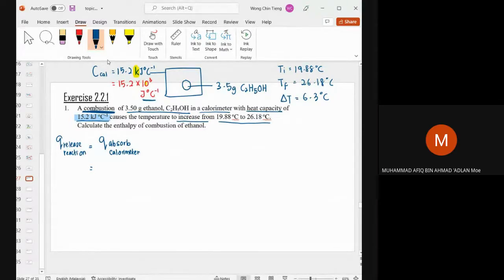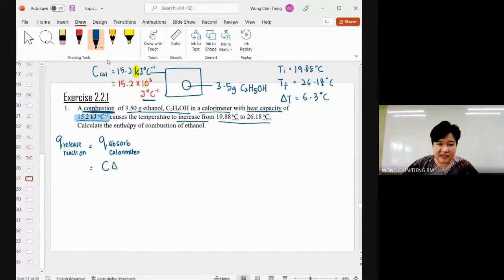C delta T. Put in the value of your C delta T, guys. Don't take the kilojoule one: 15.2 times 10 to the power of 3. Your delta T is 6.3 degrees Celsius. Just put it in, then you should get the value. Afiq too. Can I have the answer?